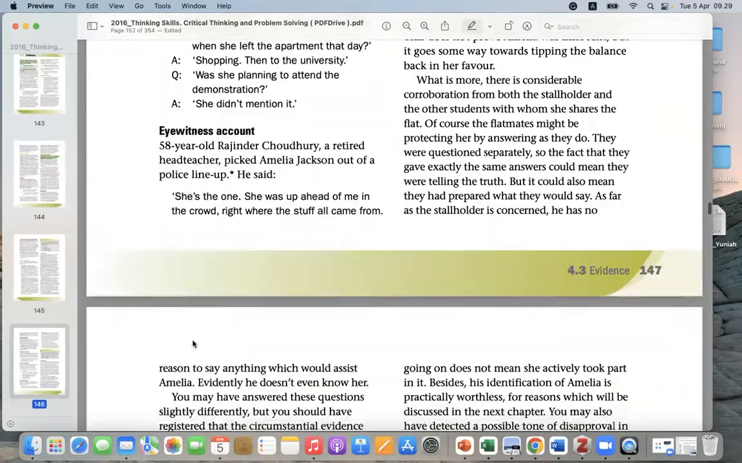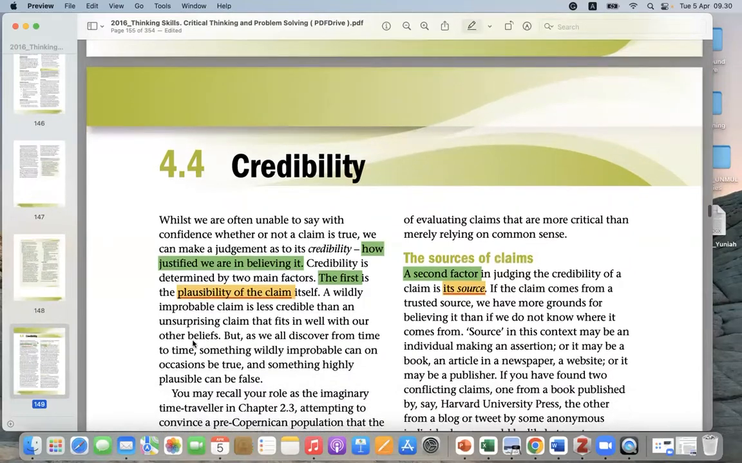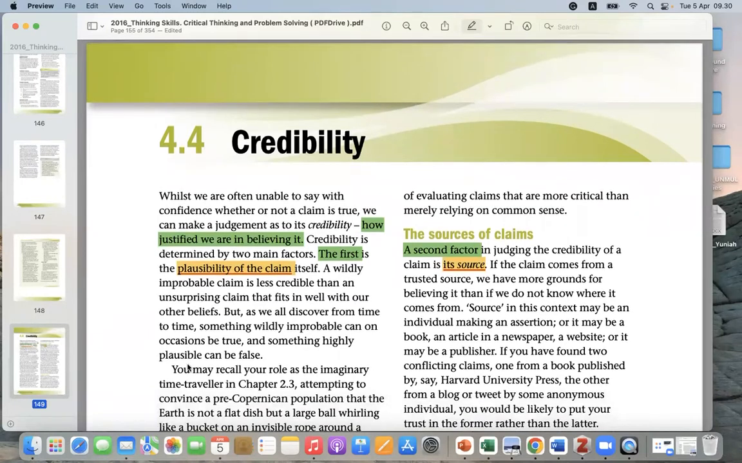Well, now we go to the next term, credibility. This is the last. Credibility is how justified we are in believing it. So to make credibility means that you make your claims believable, right? You say with confidence that your claim is true.